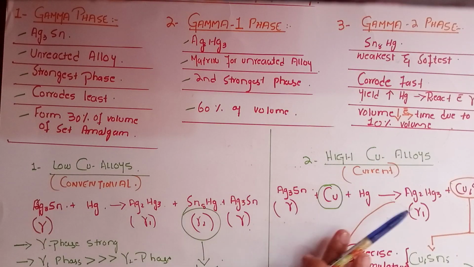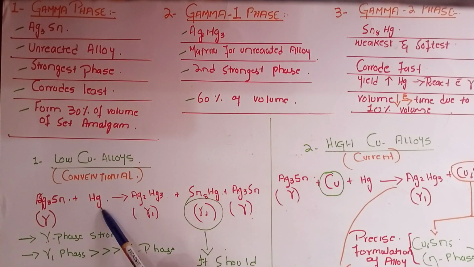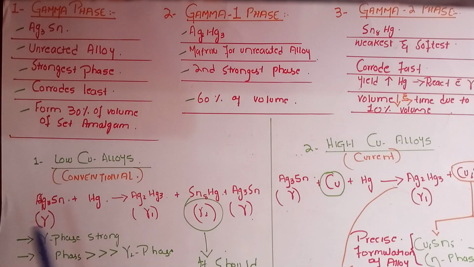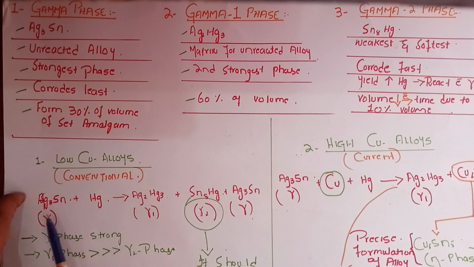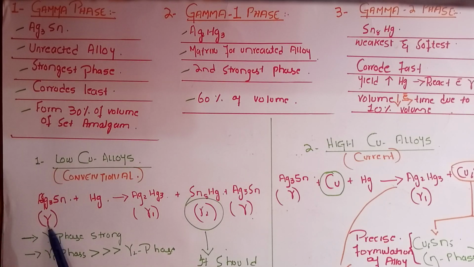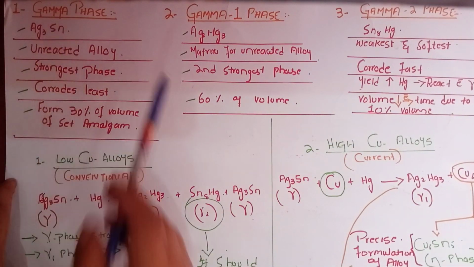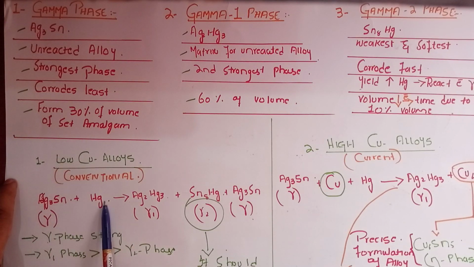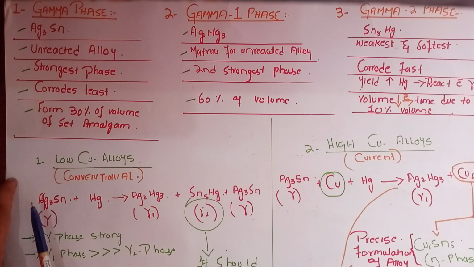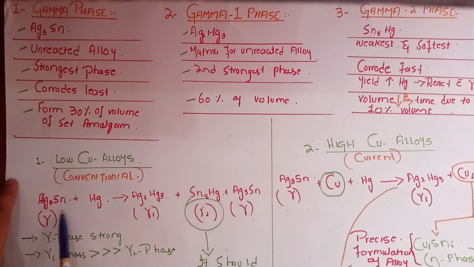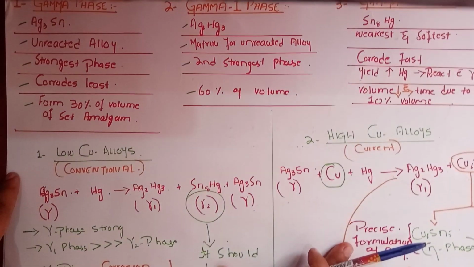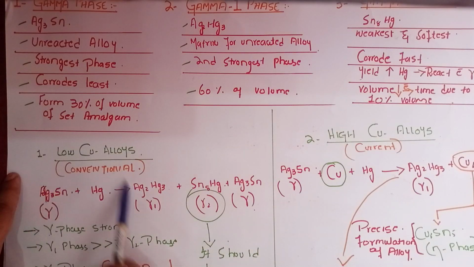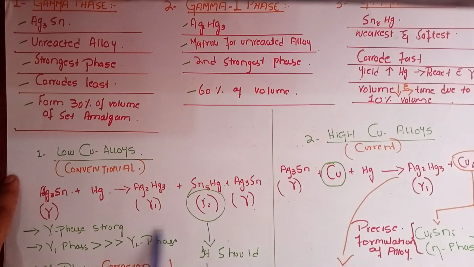The initial reaction in the conventional amalgam alloy starts with two reactants. The first one is the gamma phase, which is formed by the combination of silver and tin. The gamma phase plus mercury constitutes the gamma 1 phase, which is formed by silver and mercury, the gamma 2 phase, which is formed by tin and mercury, and the gamma phase, which is formed by silver and tin. So after this reaction, we have obtained three products.